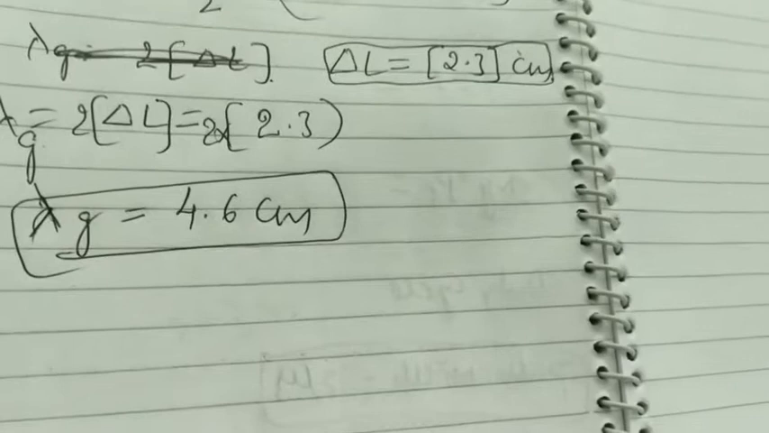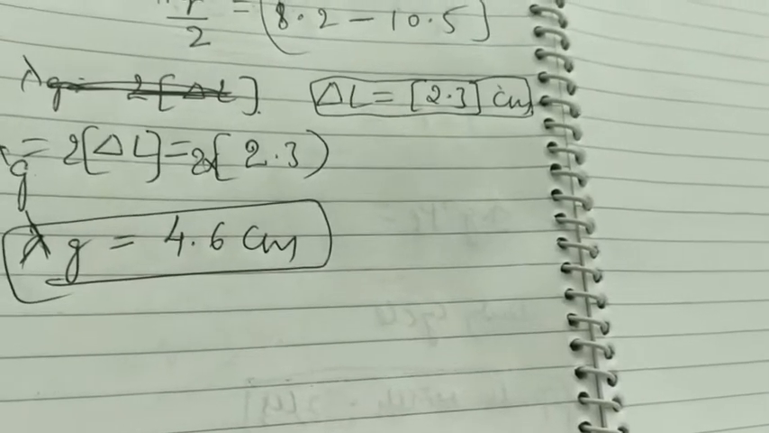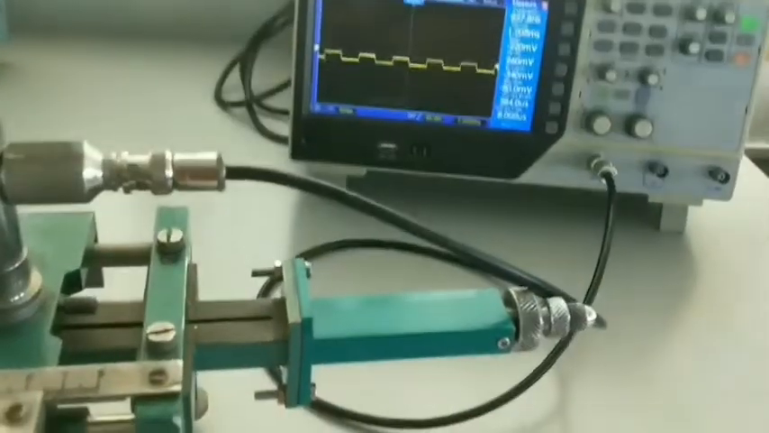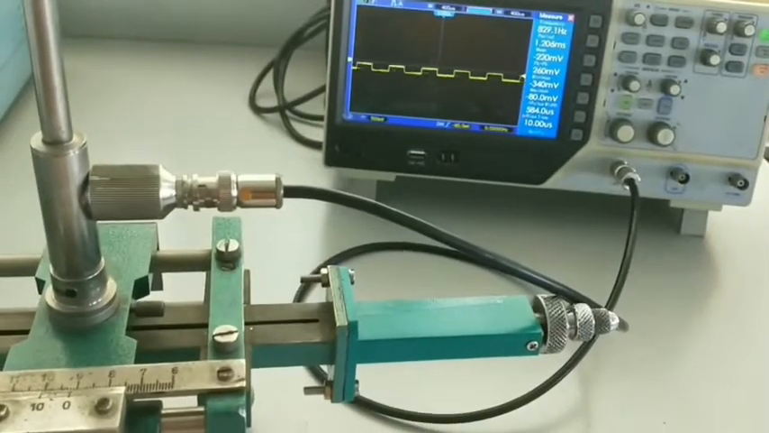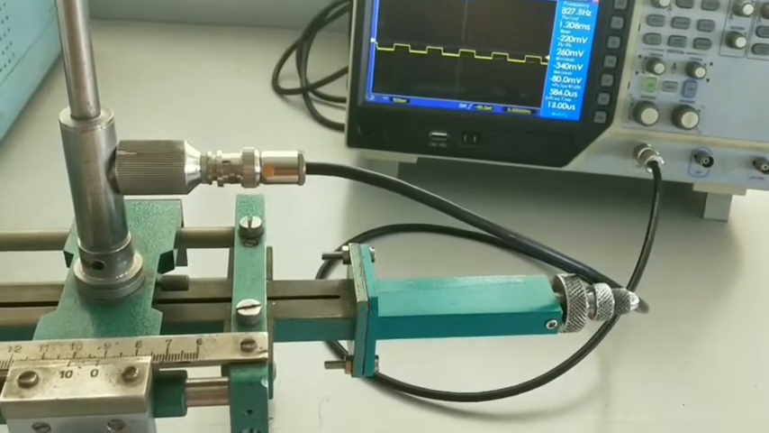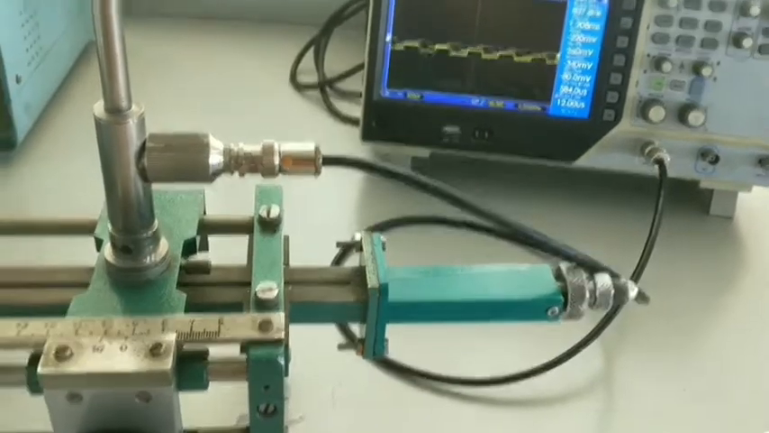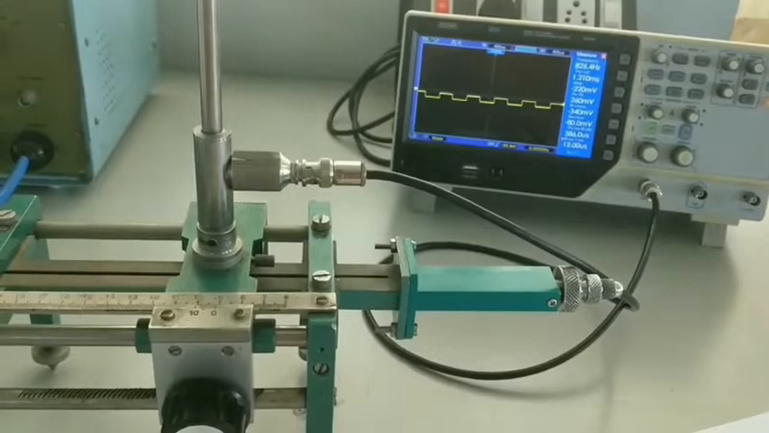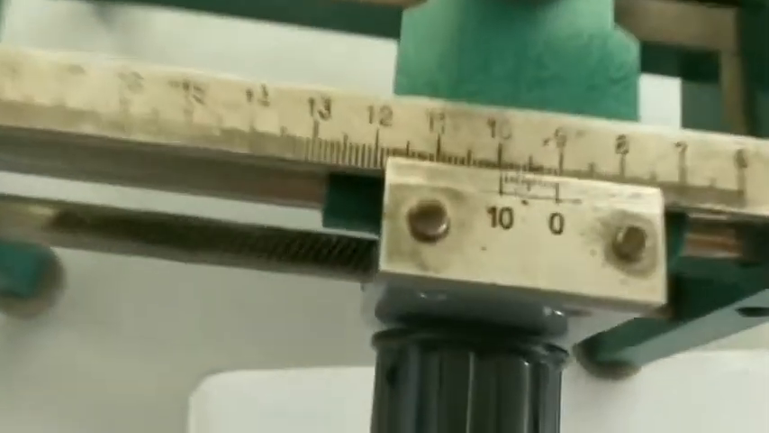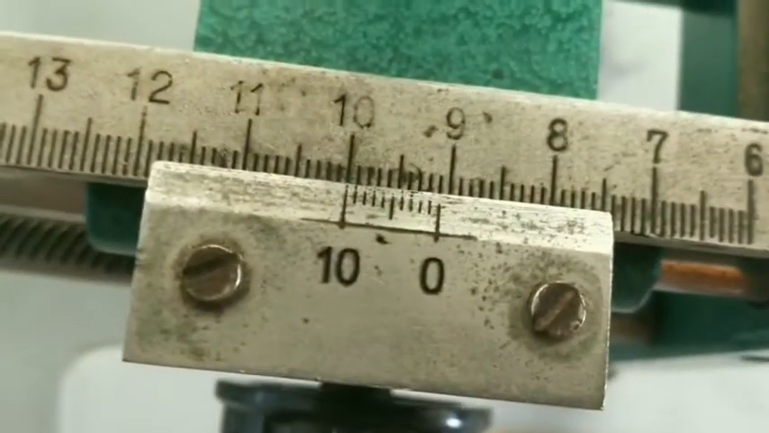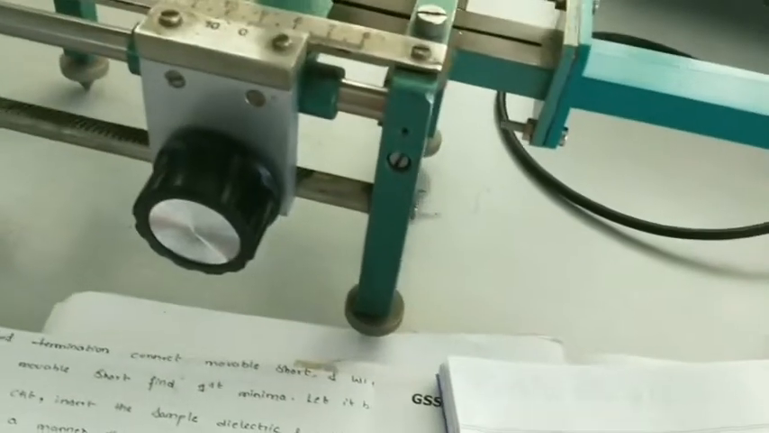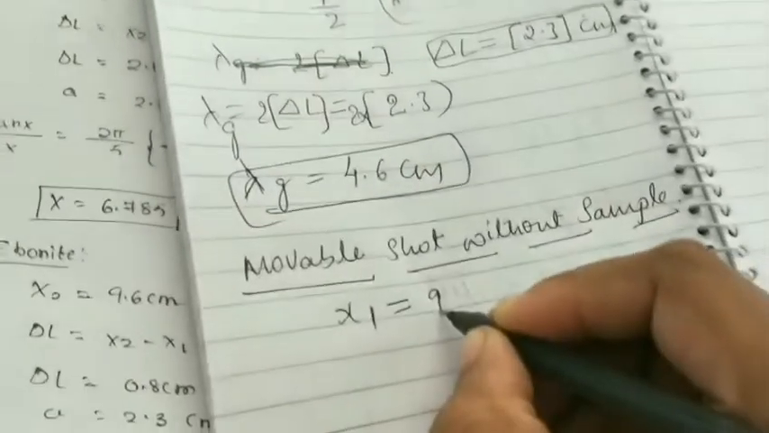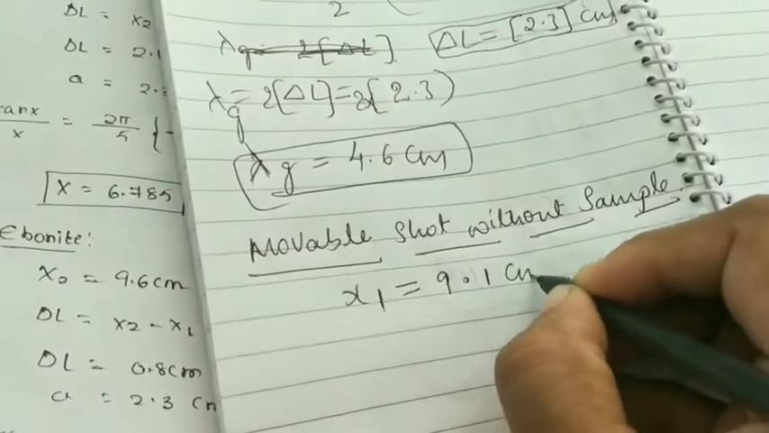Okay, next we are going to replace the detector with the movable short. Here you can observe the match terminator is replaced with a movable short, and here we are getting the first minima. Here we measure the distance of the first minima, which is 9.1. We'll write that down as x1 is equal to 9.1 centimeter.